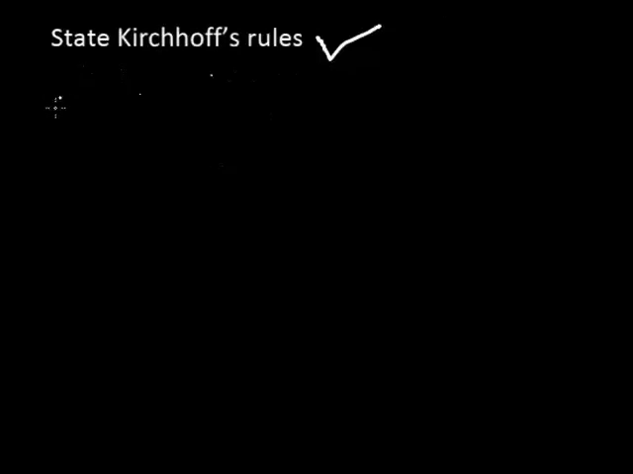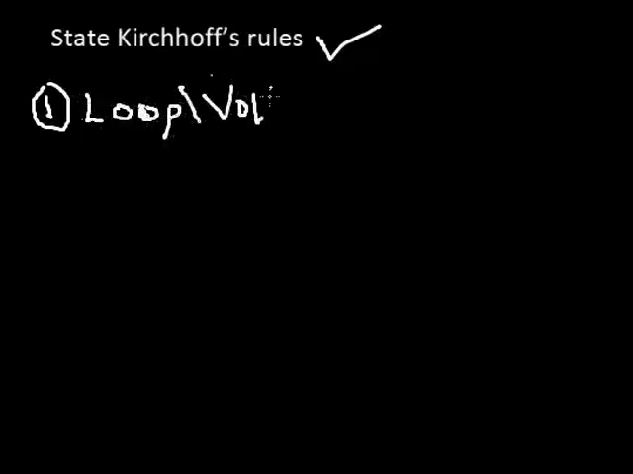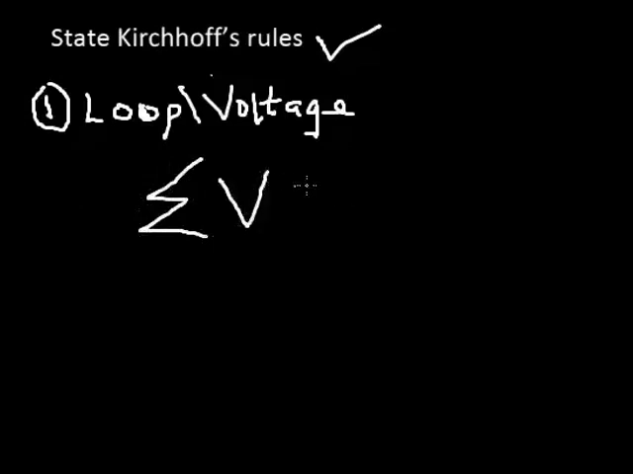So what are Kirchhoff rules? Kirchhoff actually states two rules. One of the rules is known as the loop rule, Kirchhoff loop or voltage rule. So what does it state? Kirchhoff loop or voltage rule states that the algebraic sum of voltage around a loop is equal to 0. That's the sum of all the voltages around a loop is equal to 0.